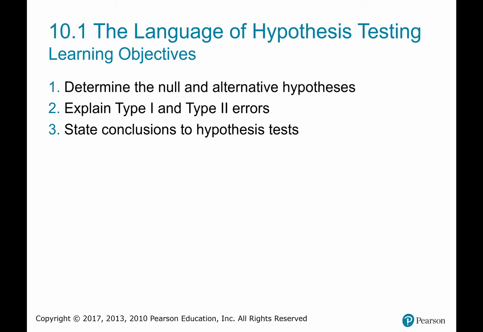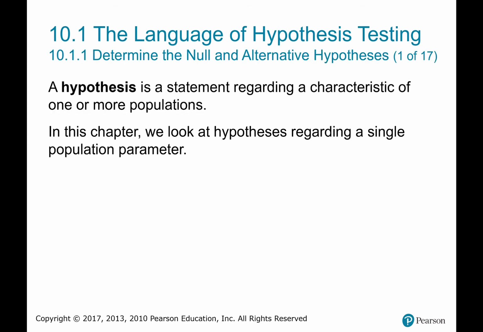There isn't actually a homework set about this, but I will make sure that it's clear what you should understand about all this. So a hypothesis is a statement regarding a characteristic of one or more populations. In this chapter, we're only going to look at one population, and I think in the next chapter 11, we talk about comparing two different ones and determining things about them.